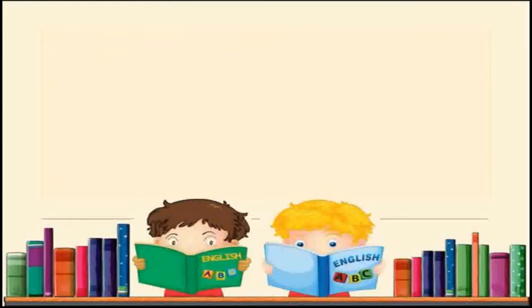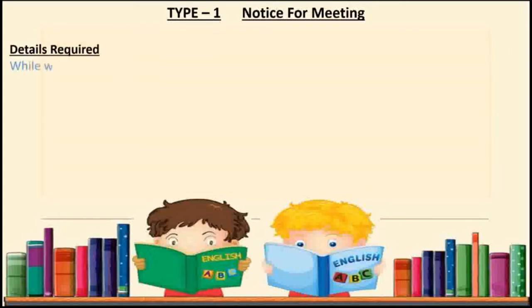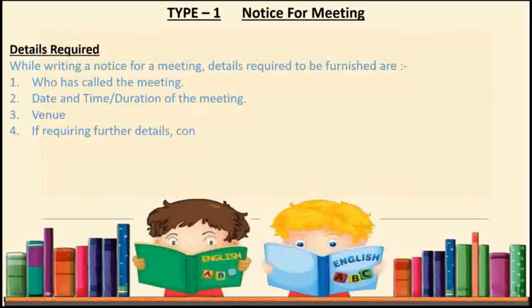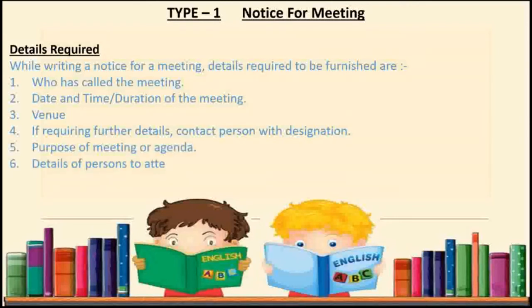Now let's study about the first type of notice, that is notice for meeting. Details required. While writing a notice for a meeting, details required to be furnished are: who has called the meeting, date and time, duration of the meeting, venue, if requiring further details, contact person with designation, purpose of the meeting or agenda, details of persons to attend, departments to attend, specific instructions for the person called for the meeting.